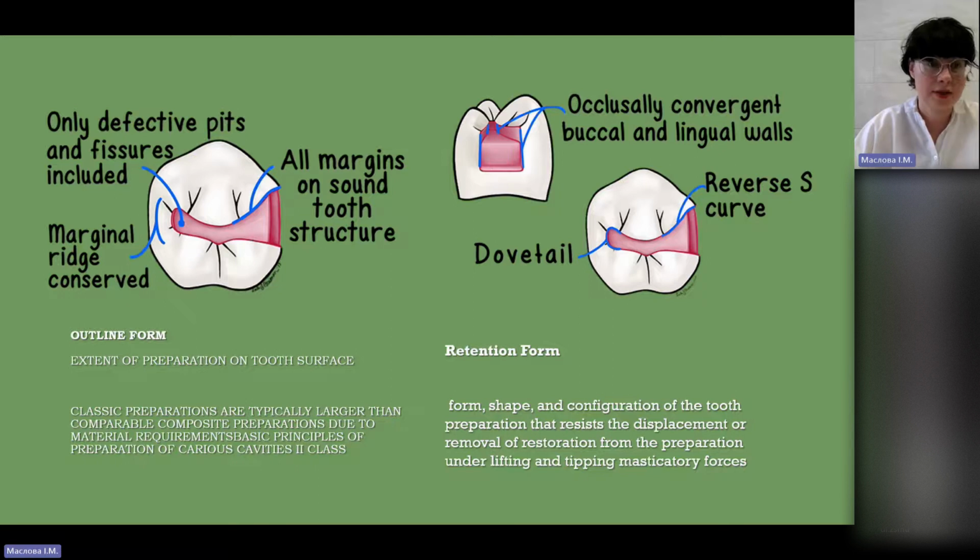Remember, please, that a carious lesion or cavitation, by classification, is localized on the proximal surface. These caries can affect a proximal surface, for example, only mesial, or only distal, or it can be both surfaces, mesial approximal and distal approximal. The next requirement: all margins on sound tooth structure and marginal ridge conserved.